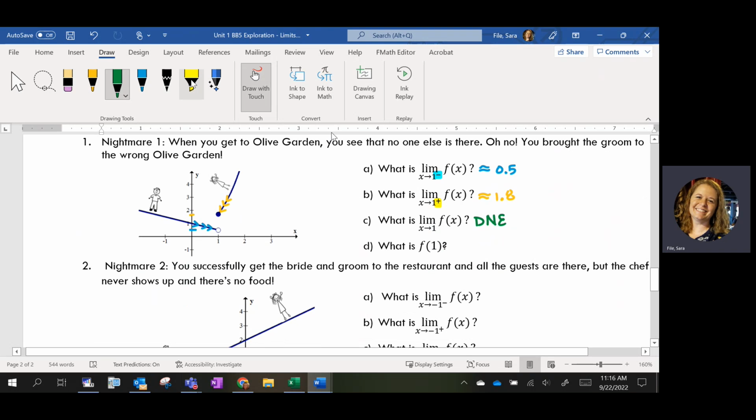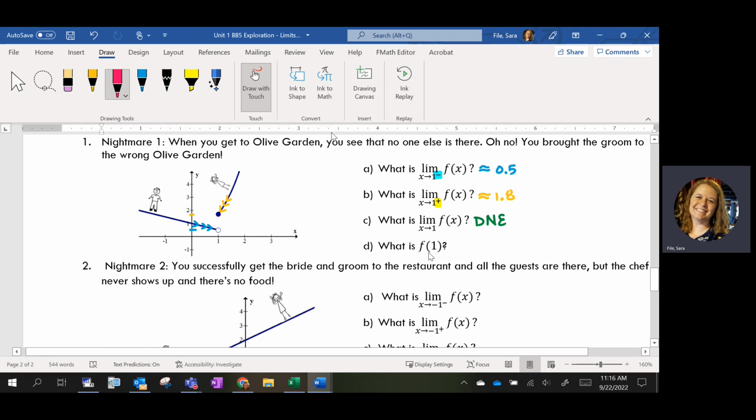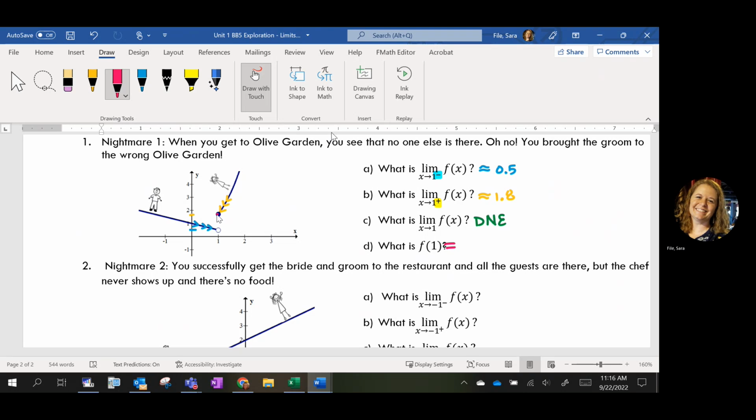Now then part D wants us to actually evaluate the function at f of 1. So what is f of 1? Okay, so I go to x is 1. Where is my function? At what y value? Where it's solid, right? So what is that? What did we estimate a minute ago? We said about 1.8.